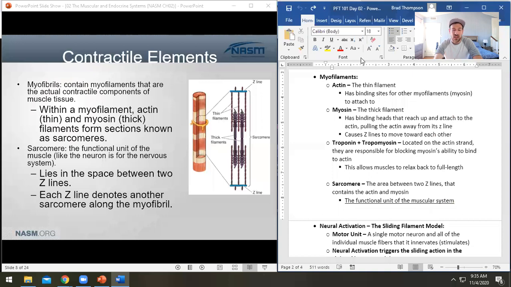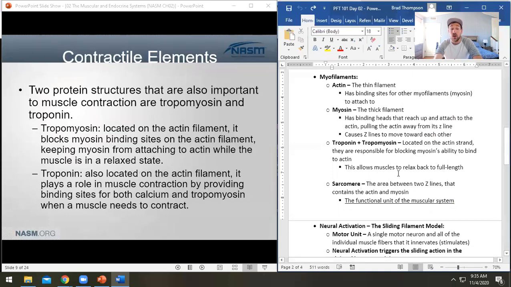Okay, so now those are the special little proteins there. That's your troponin and tropomyosin, right? Those are the ones that are stopping those protein contractions from taking place, like we mentioned.